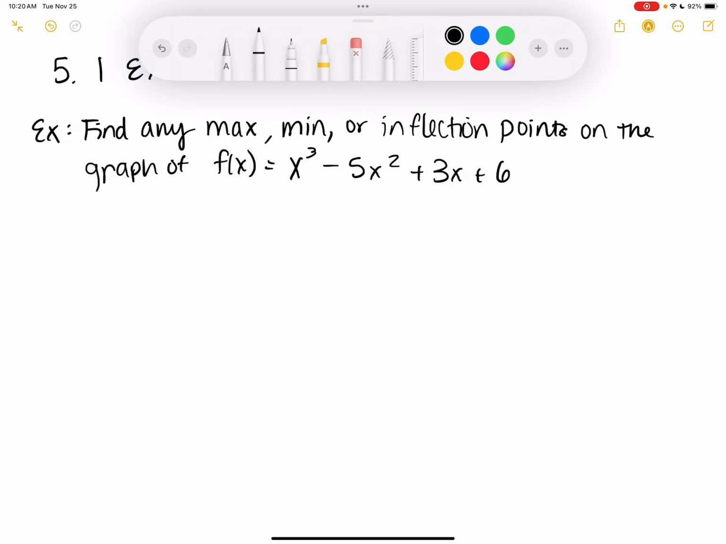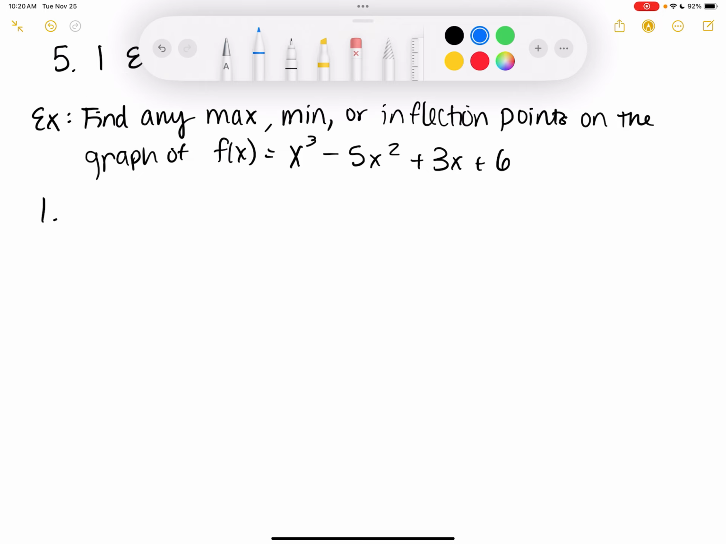So this is just like a normal curve. Essentially, the first thing, we're just going to follow the steps that you have in your notes. Step 1 is to find the y prime and y double prime. The first derivative would be 3x squared minus 10x plus 3, and then the second derivative would be 6x minus 10. It's not necessarily that it has to be done in this order, but this just sets you up for the rest of your problem.